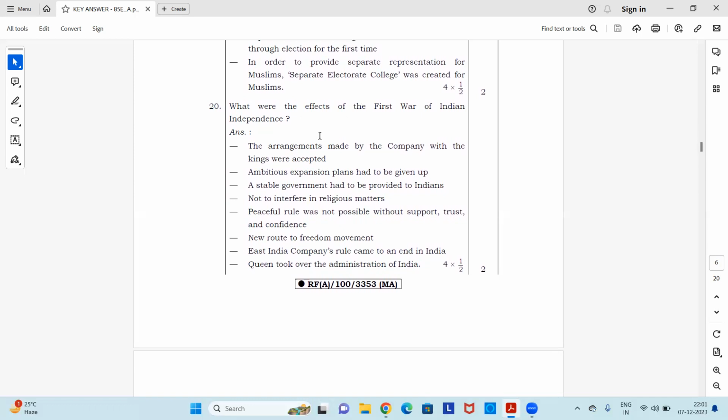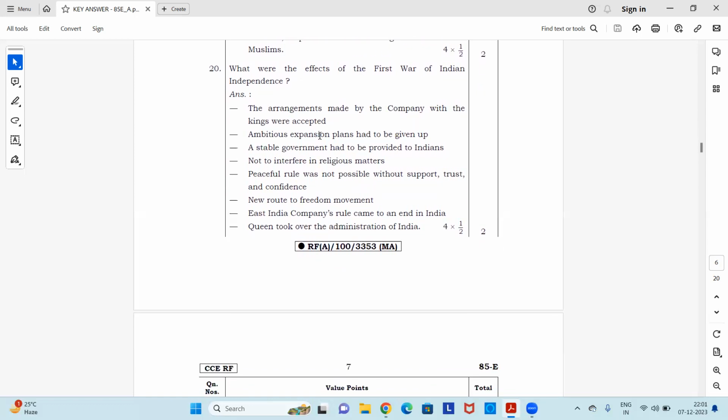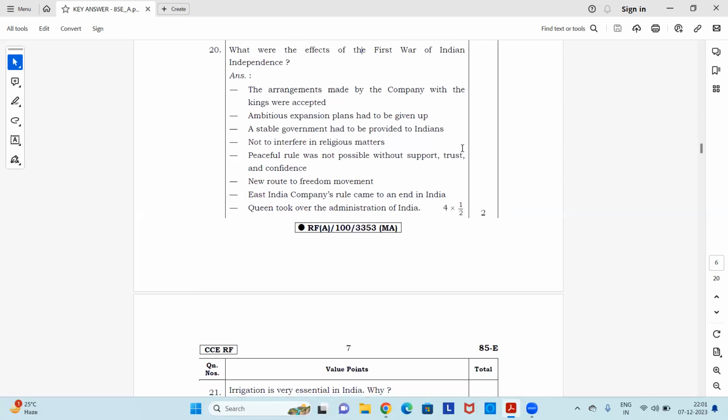What were the effects? Okay, let's see the points. The arrangements made by the company with the kings were accepted. Ambitious expansion plans had to be given up. A stable government had to be provided to Indians, not to interfere in religious matters. Peaceful rule was not possible without support, trust, and confidence. New route to freedom movement. East India Company's rule came to an end in India. Queen took over the administration of India.